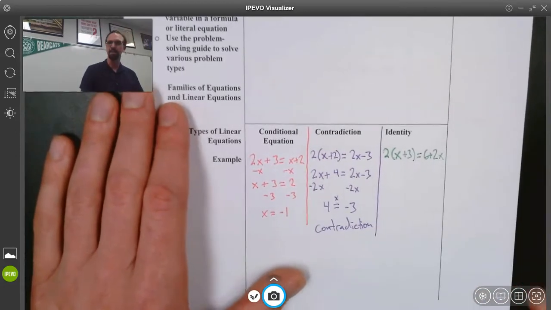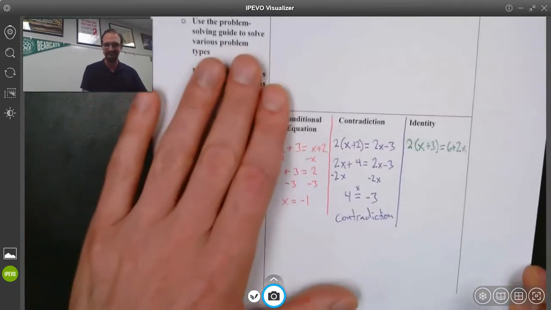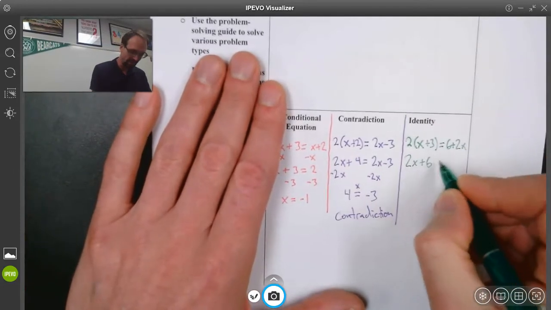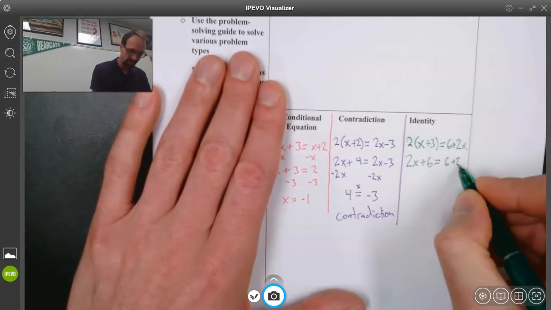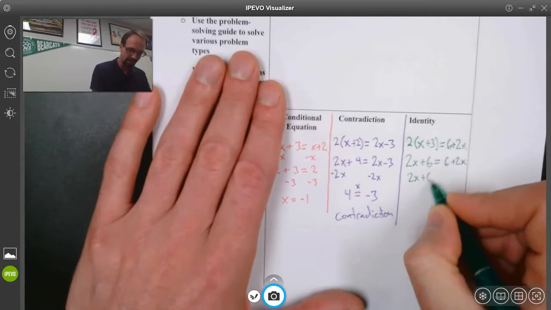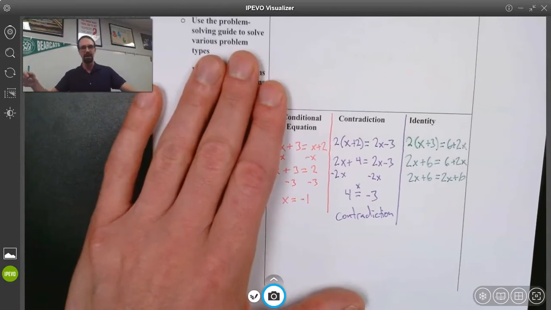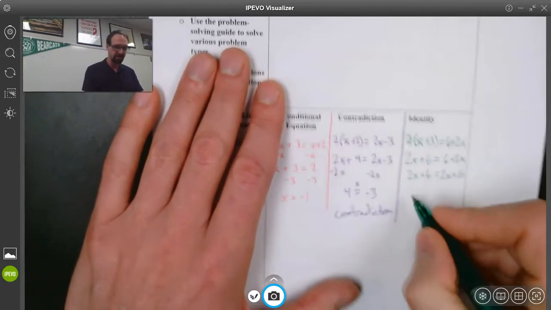Some of you can already see what's going to go on here. If I distribute the 2 to the x and the 3, I get 2x plus 6. That is equal to 6 plus 2x. Well, wait a second. These are exactly the same thing. What's on the left-hand side is equal to the right-hand side. What this is called is an identity.